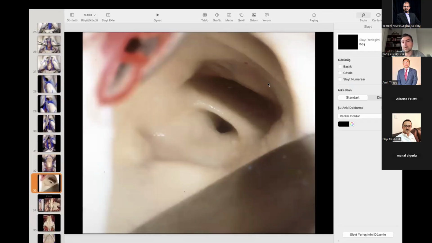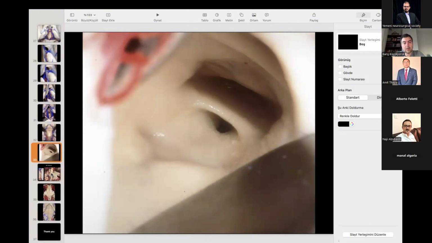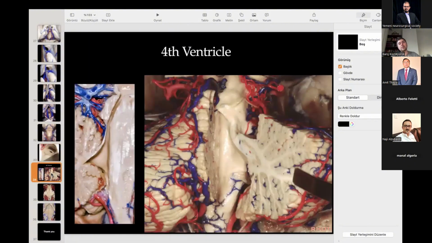And this is a little bit closer view of the optic chiasm, optic recess, pineal recess, and this is the lamina terminalis here. Okay, I'm also finished with the third ventricle, and then at last, we go for the fourth ventricle.